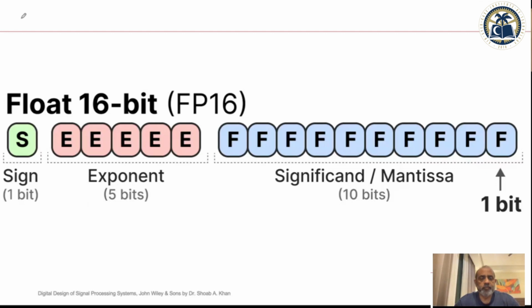But floating point is where you have 16 bits divided into three parts. First part is the sign. If it is a negative number, you are going to put a 1 here. If it is a positive number, you are going to put a 0 here. And then is the exponent, and that basically helps you to get the dynamic range. And these are, let's say, 5 bits for the exponent.